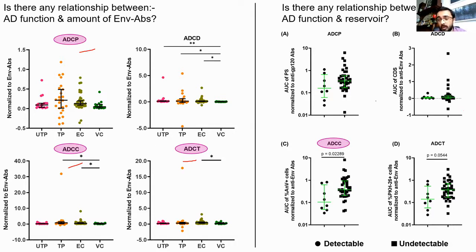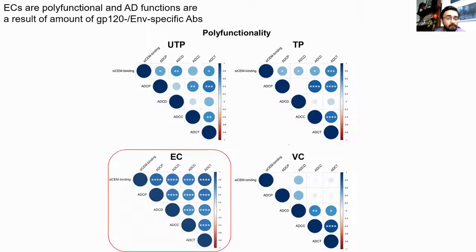We also measured the reservoir only in controllers, and we could either detect the reservoir or not detect it. Thereafter, we measured the normalized antibody-dependent functions. And we observed that for ADCC especially, the undetectable group had a significantly higher amount of antibody-dependent cellular cytotoxicity than the detectable group. So there was a relationship between ADCC and the reservoir, but who impacts what, the cause and the consequence, is currently unknown from this study.